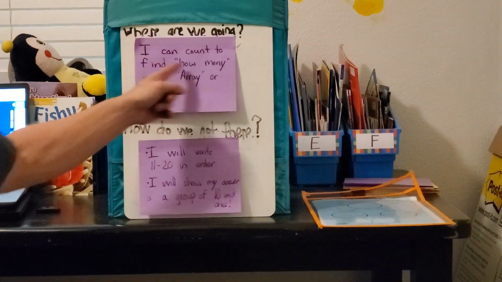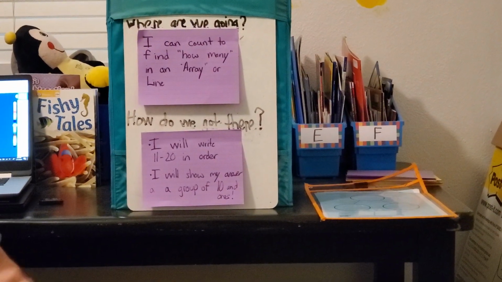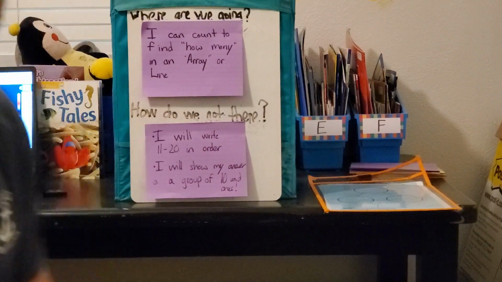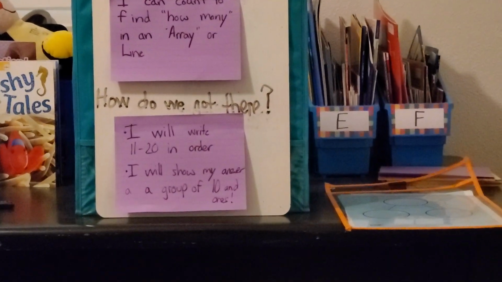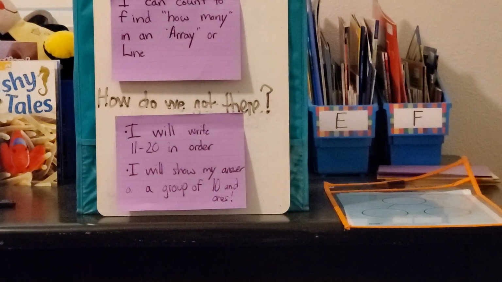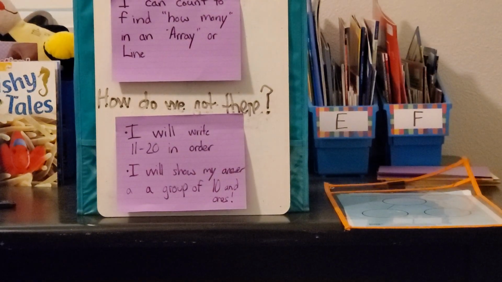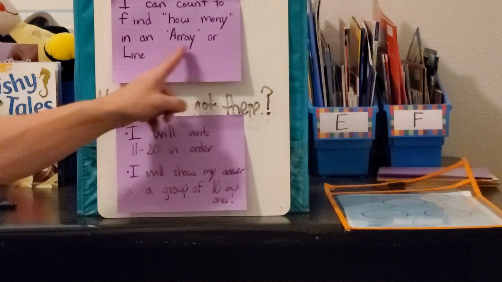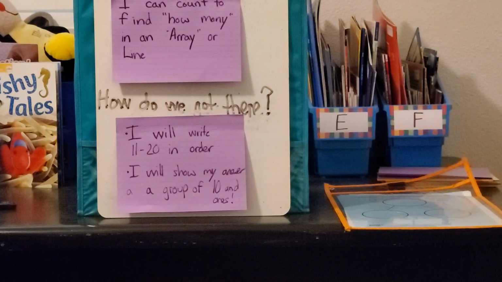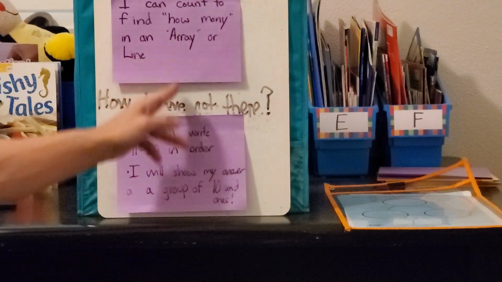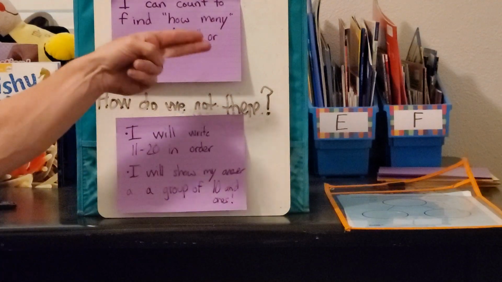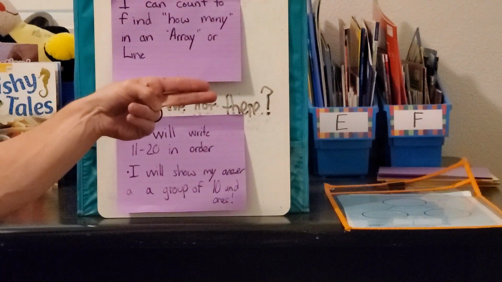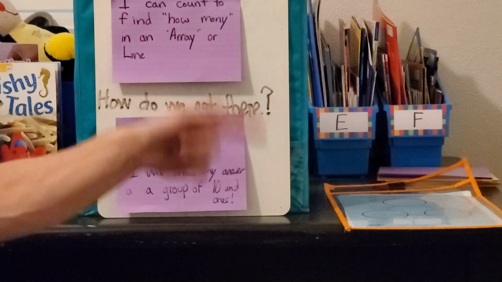I can count to find how many. But there's a special way. I can count to find how many in an array. Oh! You guys want a little refresher in what an array is? Well, an array is a group of objects that has the same number in either each column or each row. All right? Lets us see groups or sets of objects, and we can count them very quickly.